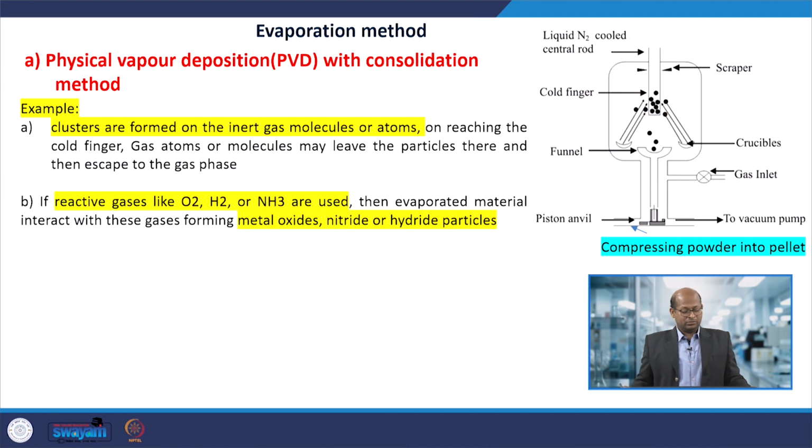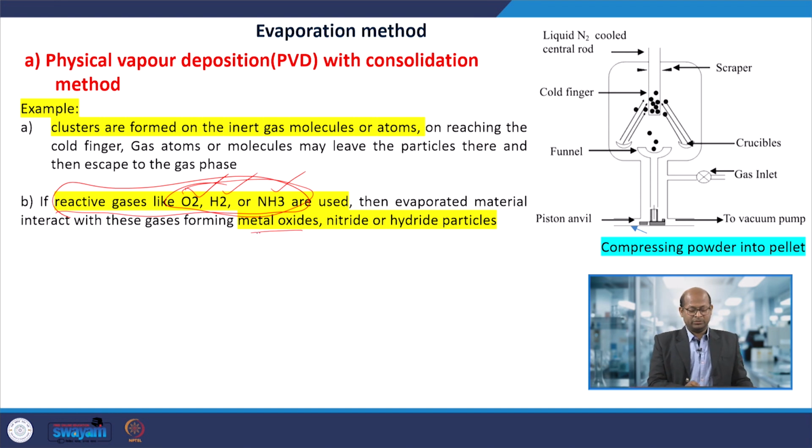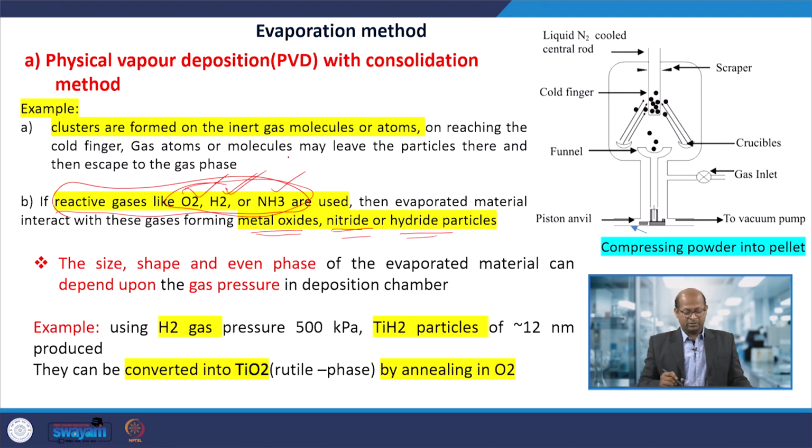As I said, we can maintain inert gas atmospheres or vacuum, or we can use reactive gases depending upon the materials we need to prepare. That may be oxygen, hydrogen, or ammonia. If we use oxygen, we get metal oxides. If we use ammonia, we get nitrides, and if we use hydrogen, we get hydrides.